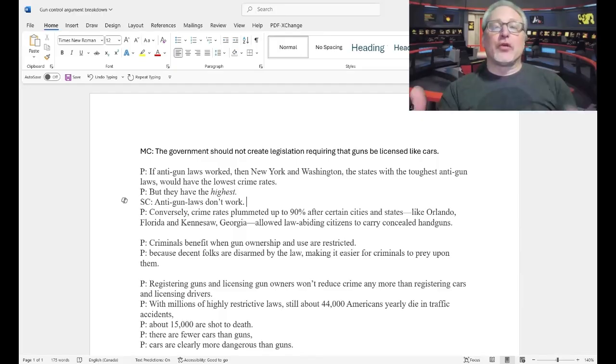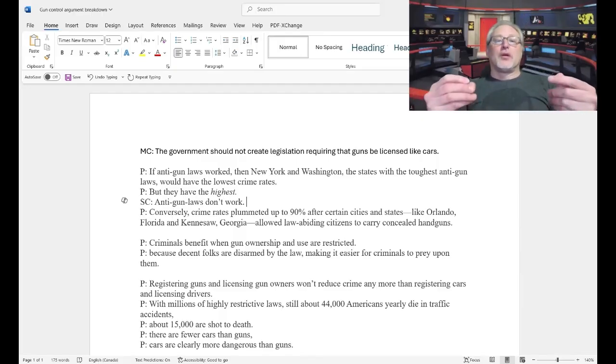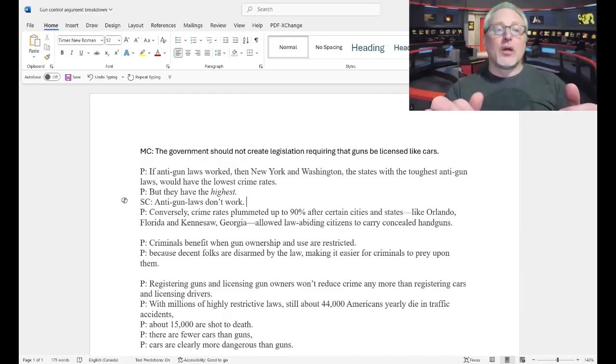The states with the toughest anti-gun laws don't have the lowest crime rates, so not B, therefore not A, where not A is anti-gun laws don't work. If A is anti-gun laws work, then not A is anti-gun laws don't work. Does that make sense? What about the next sentence?